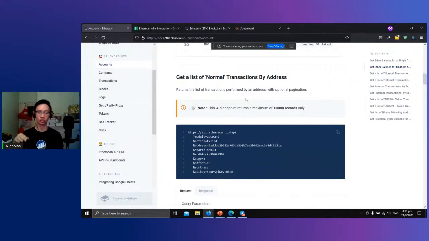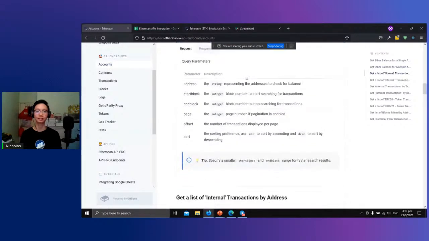So not your tokens such as USDT, Uni, SHIB, and all those other meme coins that you like. Get a list of normal transactions is for those that involve native ether, such as transferring it to another address.